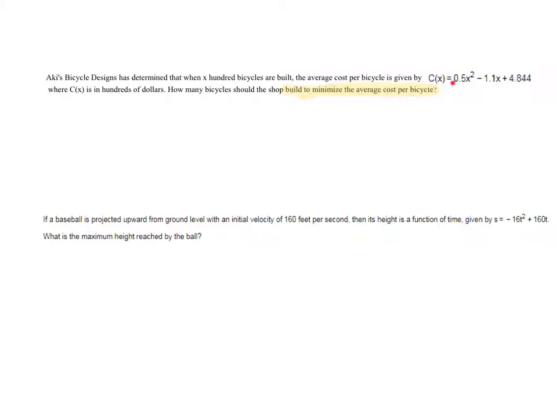If I look at this function, I'm noticing the X squared has a positive coefficient, a positive number out front. So that means it's going to be an upward opening parabola like this. And I need to figure out what is that vertex point. Now the vertex is going to give me two values. It'll give me X and C of X. Well, this one, it's telling me to figure out how many bikes. Well, how many bikes, that's going to represent the X value. So to do that, we use what we know about the axis of symmetry and finding a vertex.